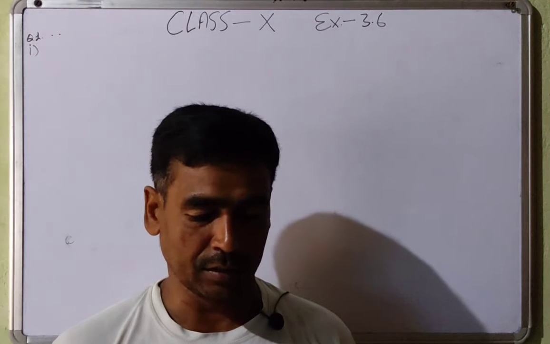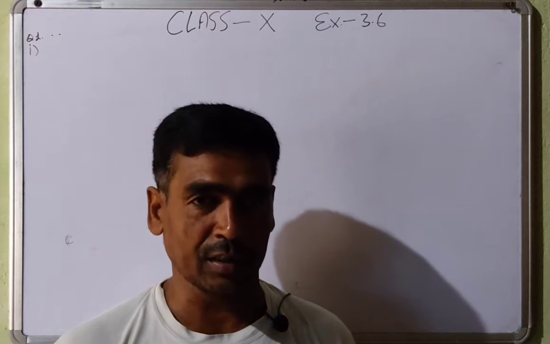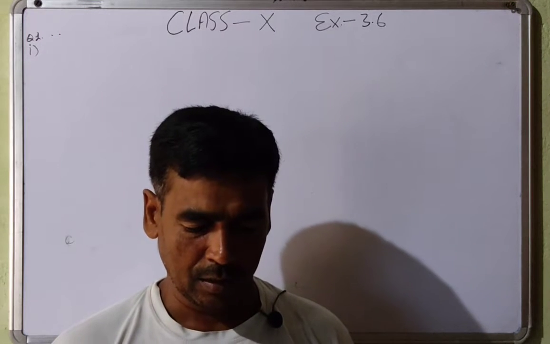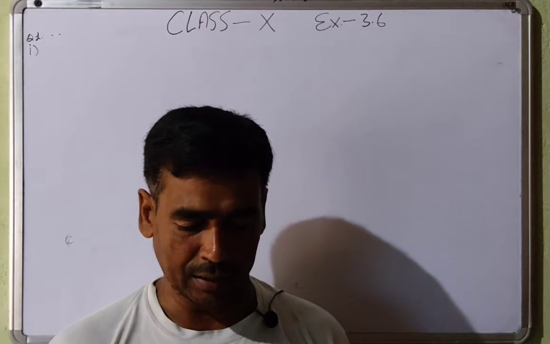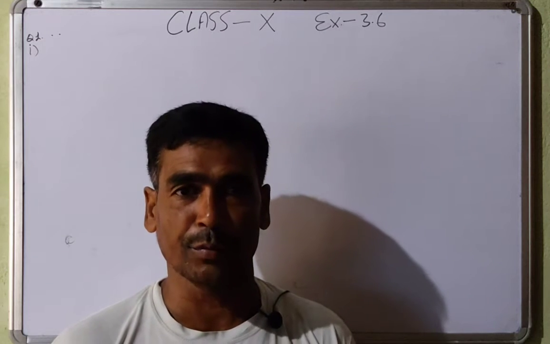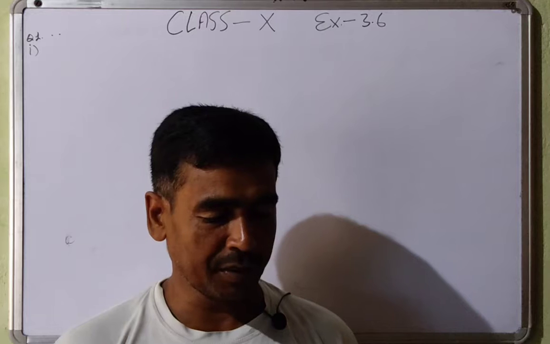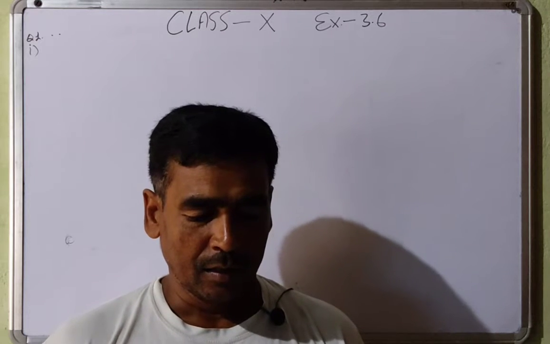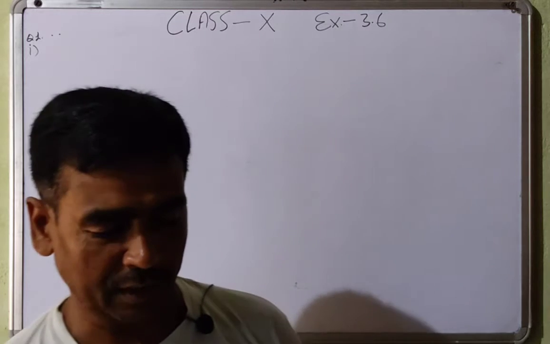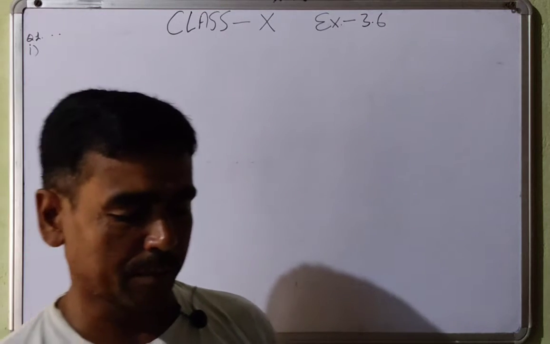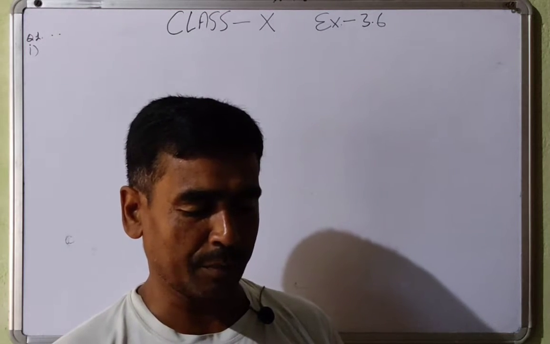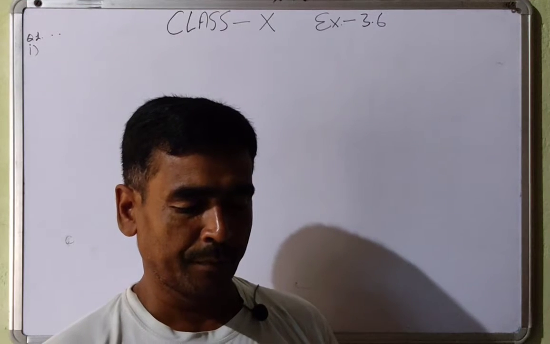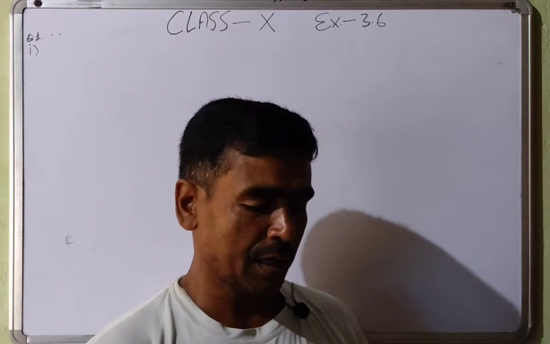Exercise 3.6. Before exercise 3.6, you will see Example 19. Example 19 is a most important question for the board exam. So you will see Example 19. Then Exercise 3.6: Solve the following pair of equations by reducing them to a pair of linear equations.